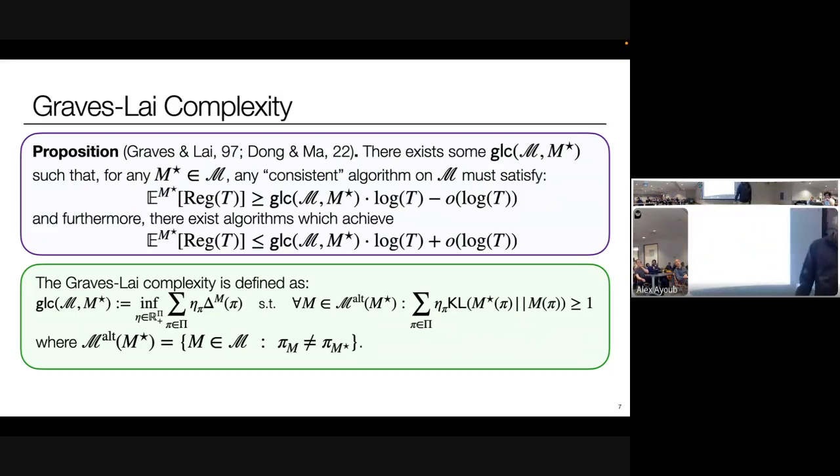So for instance, a consistent algorithm could be an algorithm that just treats this like a bandit, that doesn't use the informative arms at all. You don't have to use the informative arms to get sublinear regret. You have to use the informative arms to figure out how to do the optimal thing for Graves and Lai.